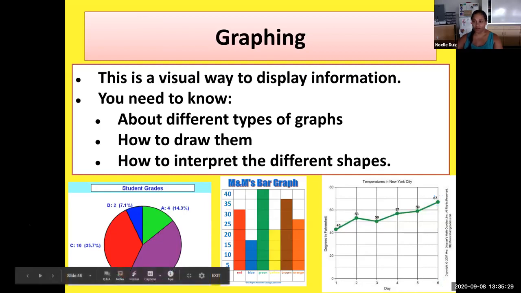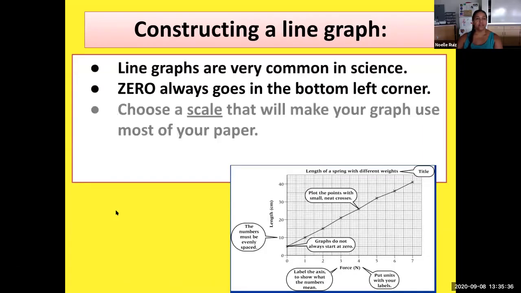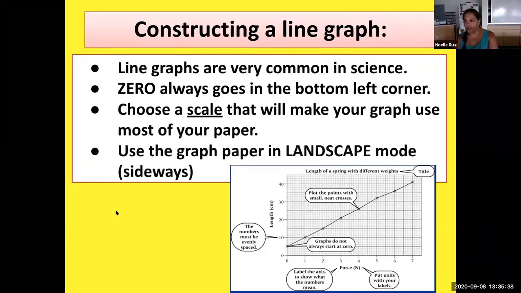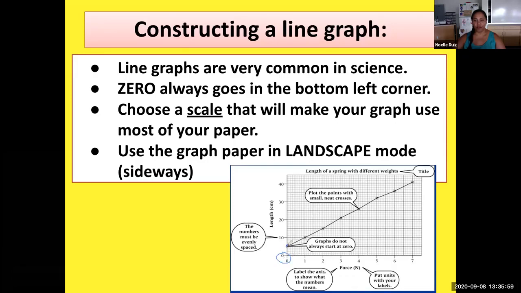All right, so that's what you guys are gonna be doing a lot of in your quizzes this week. Constructing a line graph. Line graphs are very common in science. When you construct a line graph, generally you'll have graph paper. You always start at 0 in the bottom left corner. The information doesn't always have to start at 0. But the graph down here always starts at 0. So the information doesn't come in until right here, and that's okay. You always start with 0.